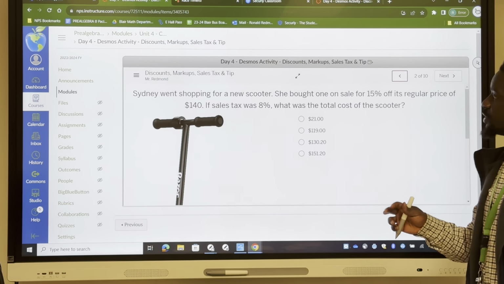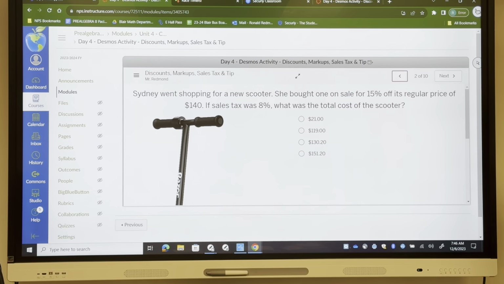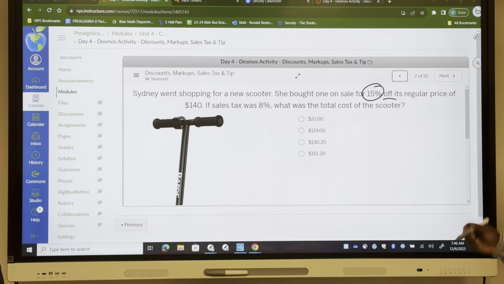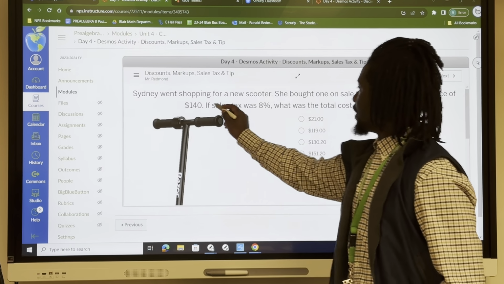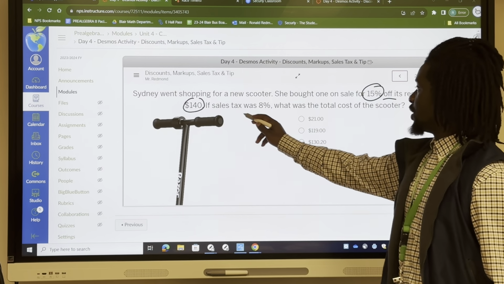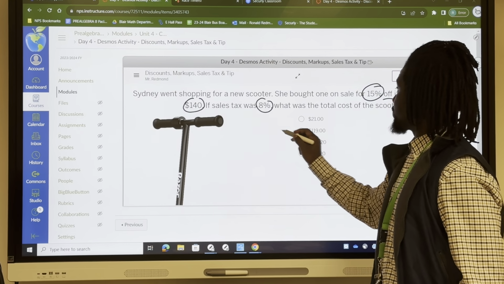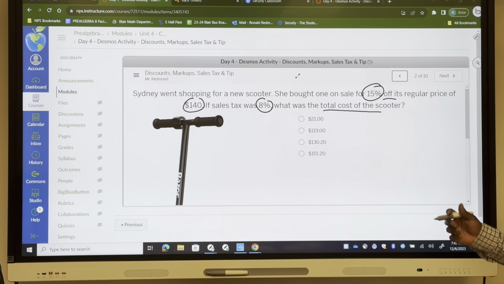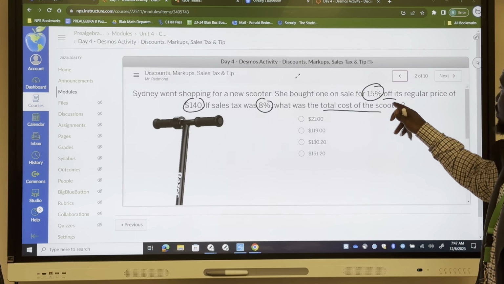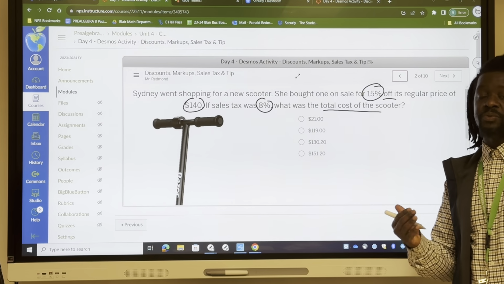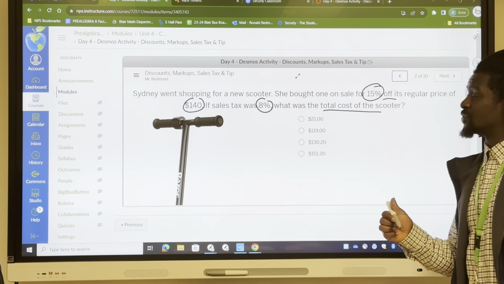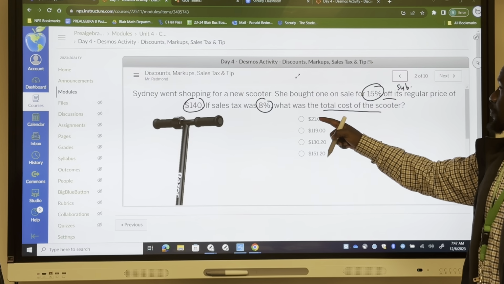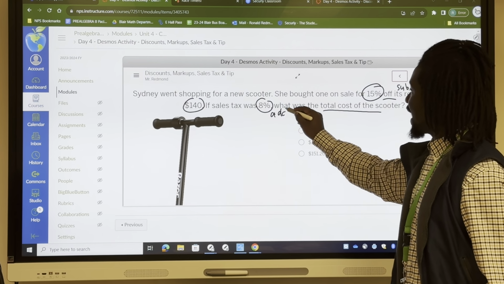Question number 2. Sydney went shopping for a new scooter. She bought one on sale for 15% off the regular price of $140. If the sales tax was 8%, what was the total cost of the scooter? So what we have to do, you have in this problem, you have percent off, then you have sales tax. So percent off, we have to subtract that. But the sales tax, we have to add.